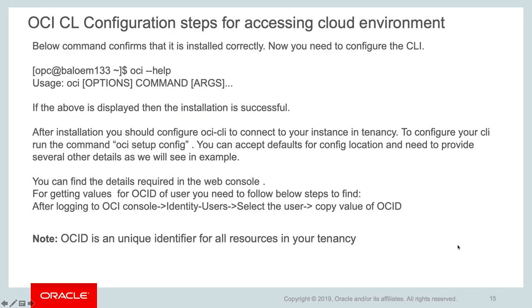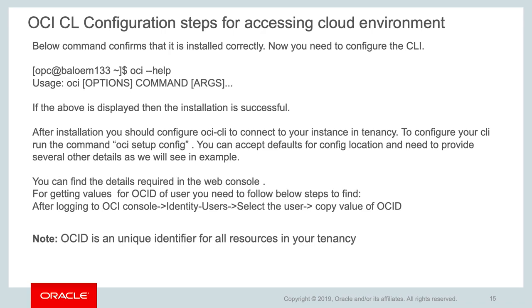So now let's talk about how to configure once your installation is done. You have already validated with the OCI help command that the command line option was installed successfully. And once the installation is done, you need to run another command, that is OCI setup config. And you can set the defaults for config locations and need to provide several other details, we will see in the example. And for finding those details which are required for completing this particular step, you will have to log into your web console and get some values.